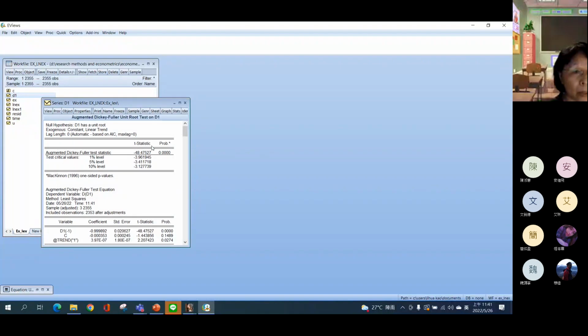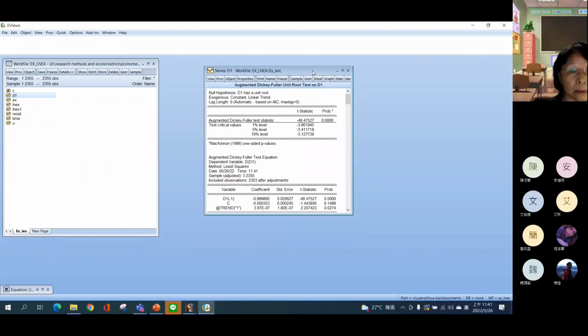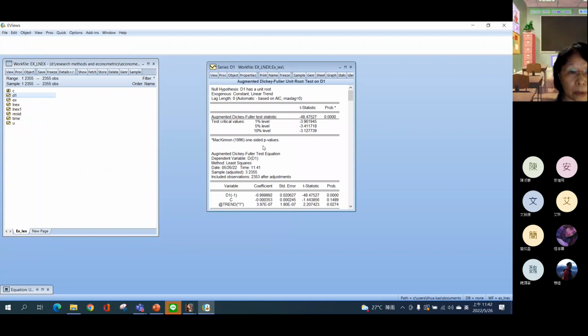So according to the result, the t-statistic is negative 48 something. According to the tau test, the critical value is here. So the probability is 0, which means reject the null hypothesis. Therefore, the first difference of the LNEX is stationary.